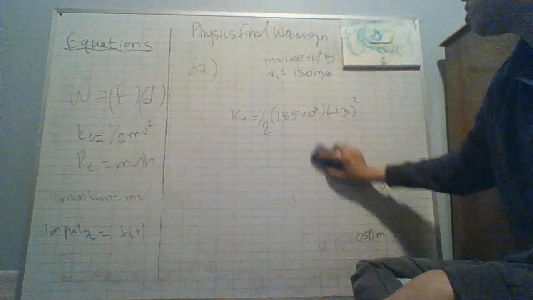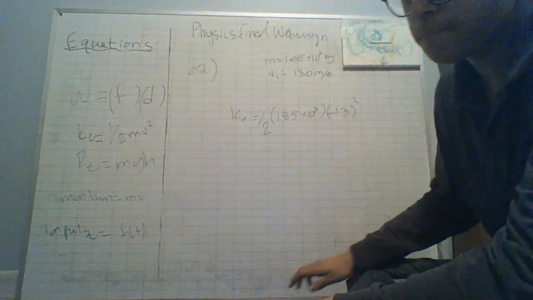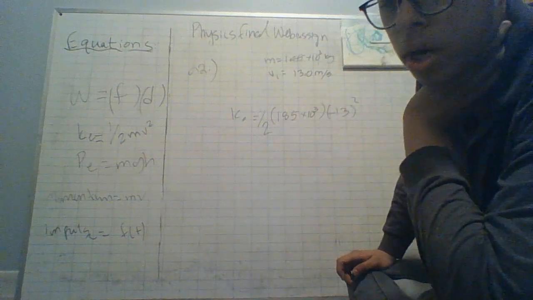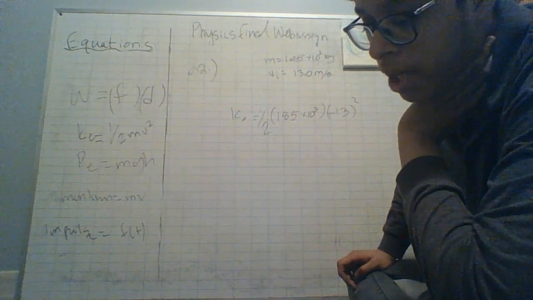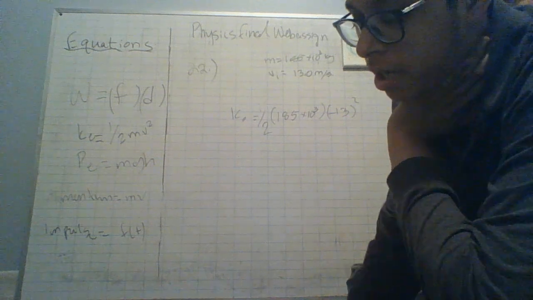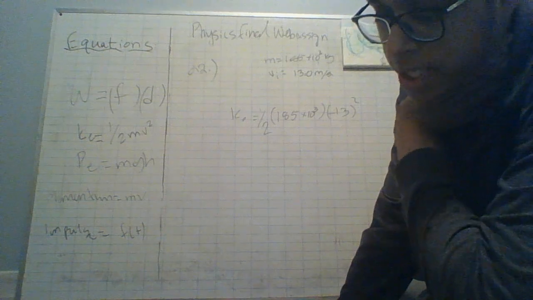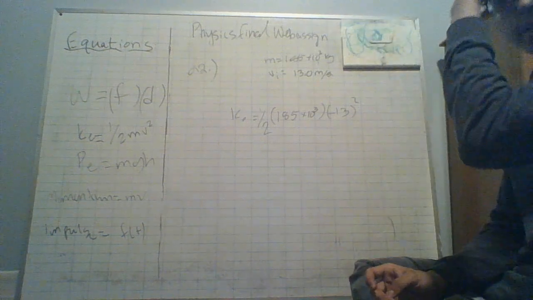How's it going? We're doing number 22 on WebAssign now. A 1.85 times 10 to the third kilogram car, M, has a speed of Vi of 13 meters a second. The car then hits a tree. The tree doesn't move and the car comes to rest, as shown in figure 11.19. Assume that air resistance is negligible.